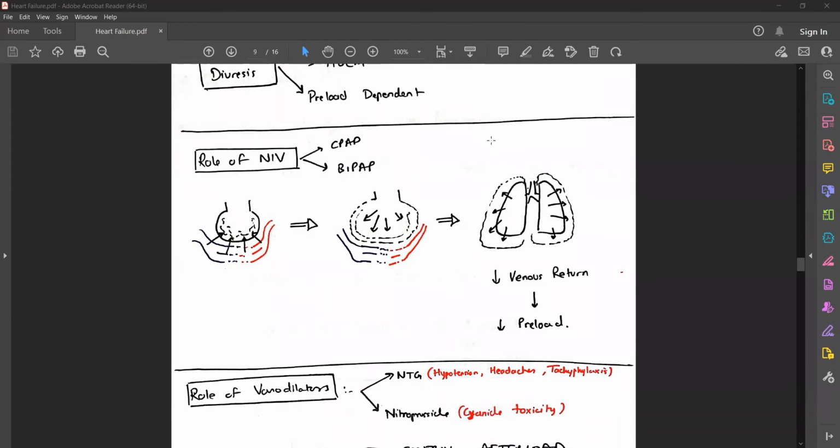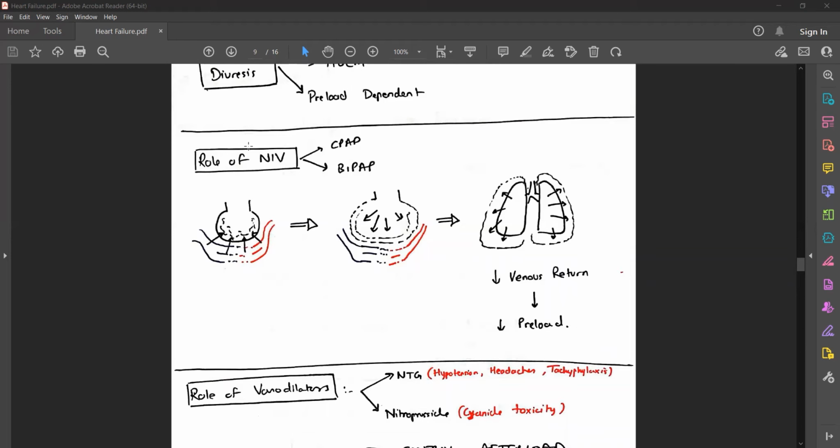Then, coming to the role of oxygenation and non-invasive ventilation. If the patient is hypoxic, we're going to give oxygen supplementation. But what about using non-invasive ventilation? There are particular indications and benefits. Studies have shown that with non-invasive ventilation, typically CPAP, or BiPAP if the patient is also hypercapnic, it helps reduce the need for intubation and improves the clinical outcome.